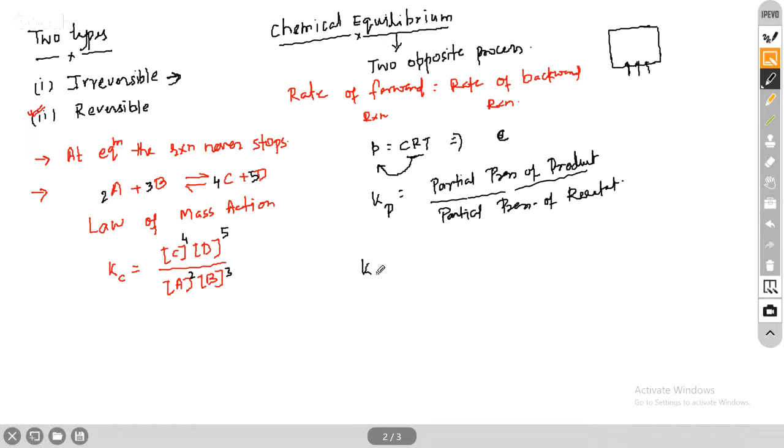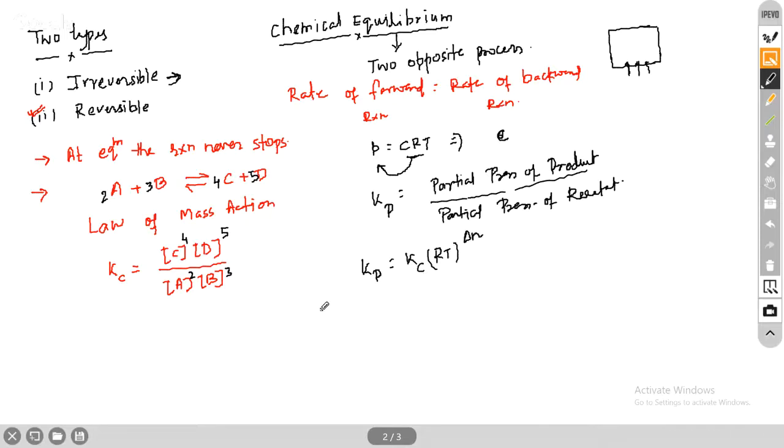One relation we have of Kp and Kc: Kp is equal to Kc RT to the power del n. This del n is the difference of the number of moles of product and reactant. Del n, with the help of the reaction, we can easily find out, right? So if this del n is equal to 0, then Kp is equal to Kc. Greater than 0, then Kp is greater than Kc.